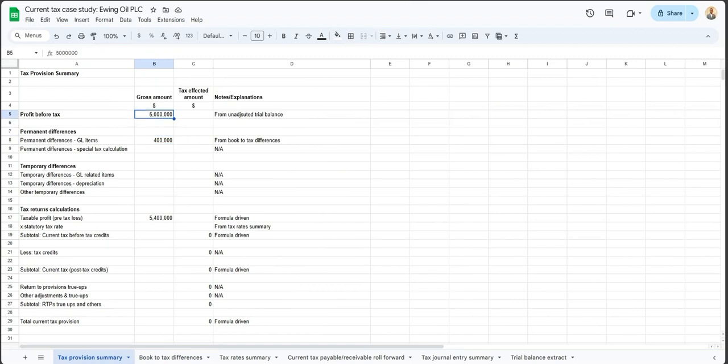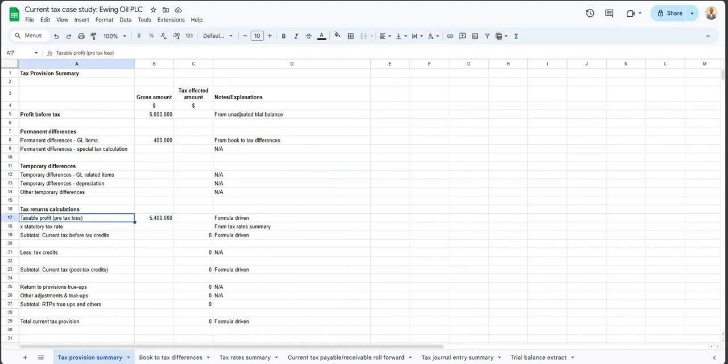Again, if you look at the PBT, I mentioned that it's from the unadjusted trial balance. So anybody can go back to verify that it's actually from there. And to make life easy, there are no temporary differences and no other permanent differences. But in reality, you're going to have lots of all this.